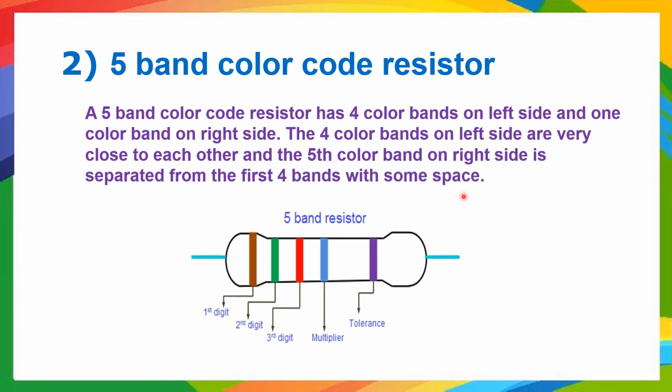See here, this is a 5-band color code resistor. In this, 4 bands are on the left and 1 band is on the right. So these 4 bands are close to each other, whereas the 5th color band is separated from these 4 color bands with some space. And let us decode this.